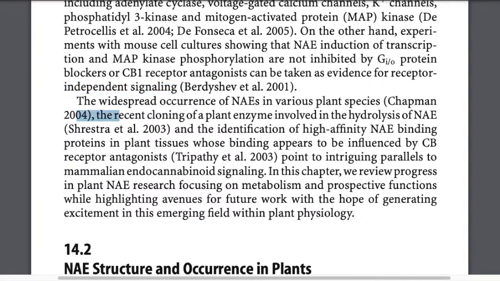Let's continue here. The widespread occurrence of NAEs in various plant species, the recent cloning of plant enzyme involved with hydrolysis of NAE, and the identification of high-affinity NAE binding proteins in plant tissues whose binding appears to be influenced by CB receptor antagonists point to intriguing parallels to mammalian endocannabinoid signaling. In this chapter, we review progress in plant NAE research focusing on metabolism and prospective functions, while highlighting avenues for future work and with the hope of generating excitement in this emerging field within plant physiology. And for some reason, I think they'll be able to find plenty of volunteers to work in this exciting field.